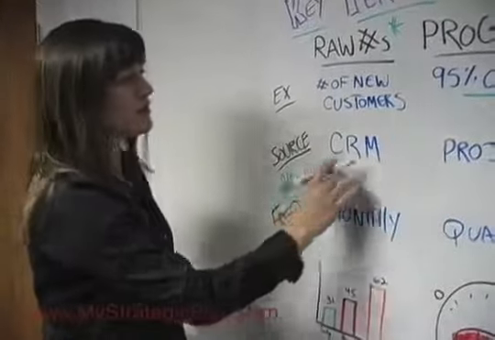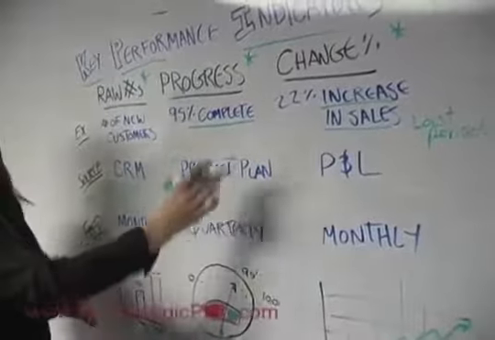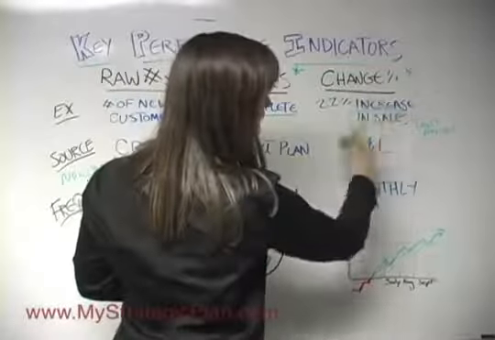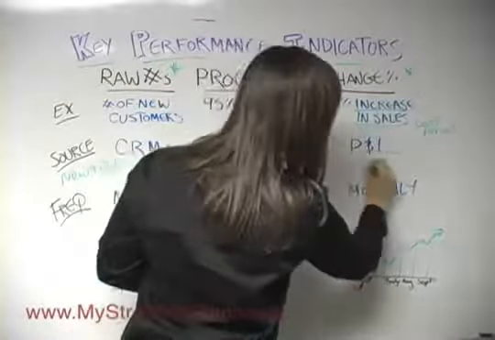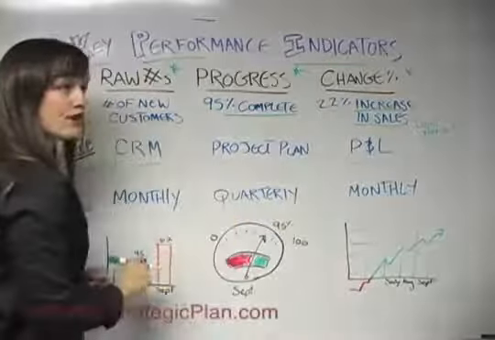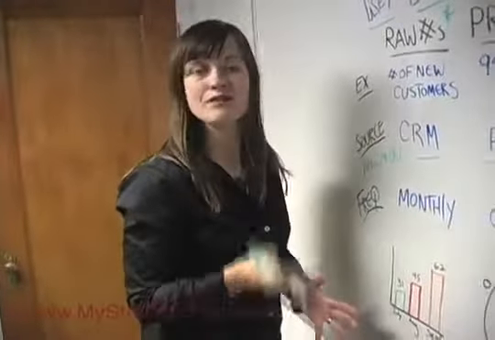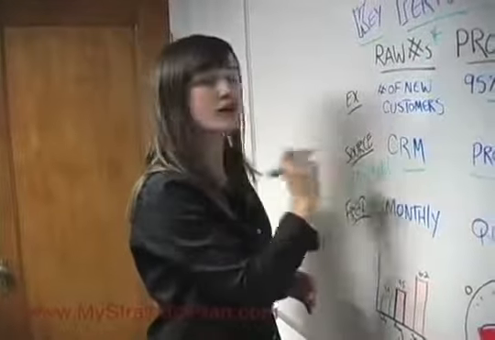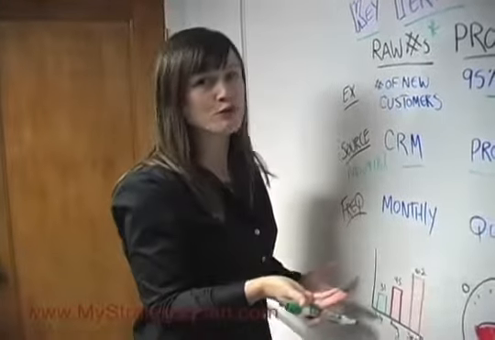So a source might be your CRM system. On your progress measures, it might be your project plan. For a change metric, in this case sales, it might be your P&L, your financial system. So where are we getting the data? I think it's really important to actually include that note in your plan so you remember month over month what you're calculating.